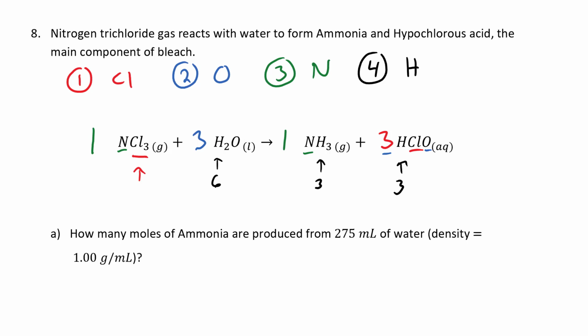Let's double check each side. 3 chlorines on this side, 3 chlorines on that side. Chlorine is balanced. Oxygen, I have 3 oxygens on this side, and 3 oxygens on that side. They are balanced. Nitrogen, I have 1 nitrogen here, and 1 nitrogen there. They are balanced. And lastly, hydrogen, I have 6. 3 plus 3 is 6. Therefore, hydrogen is balanced. So here's my balanced chemical equation. When balancing chemical equations, quite often we leave the hydrogen or the oxygen to the end. You'll learn more about this in your chemistry class.